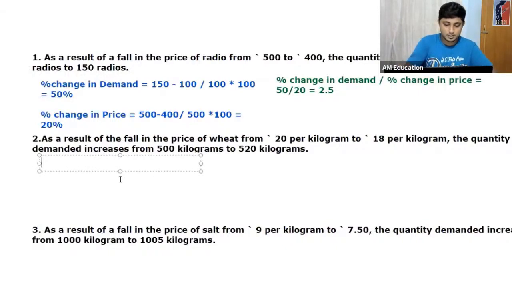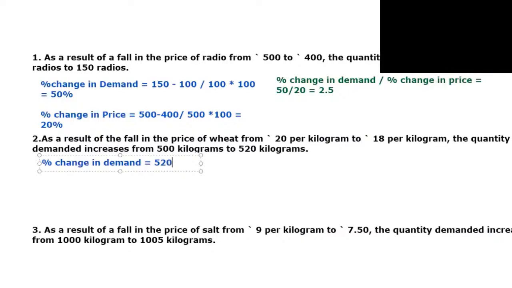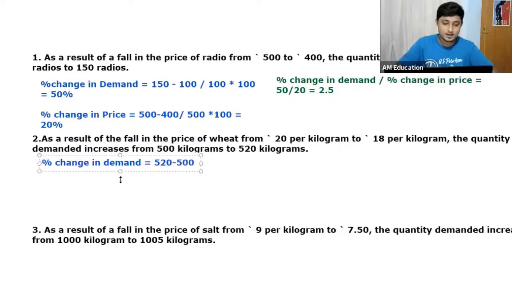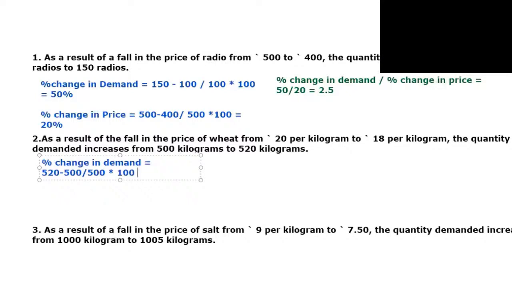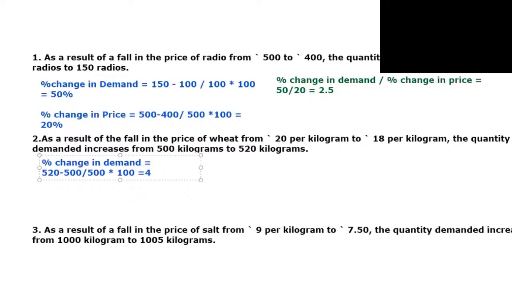What's the percentage change in demand? As a result of fall in price of wheat from 20 rupees per kilogram to 18 rupees per kilogram, the quantity demanded increases from 500 kilograms to 520 kilograms. So what is the change in quantity demanded? 20 by 500 into 100, it's equal to 4. Are you sure? Only 4%?